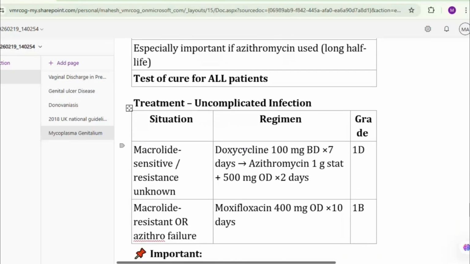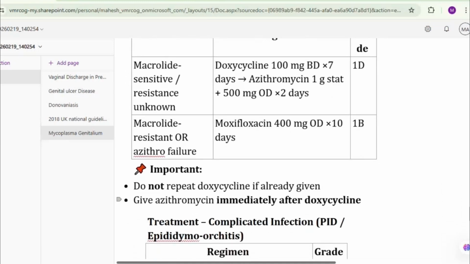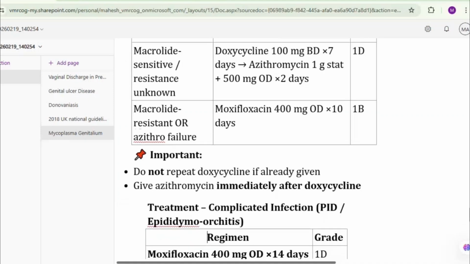Treatment of uncomplicated infection, which we have discussed: doxycycline 100 mg BD for 7 days, followed by azithromycin 1 g OD for day 1, followed by 500 mg OD for 2 days. The other option is 10 days of moxifloxacin. Do not repeat doxycycline if already given. Give azithromycin immediately after doxycycline. Once you finish 7 days, then immediately you start with azithromycin.